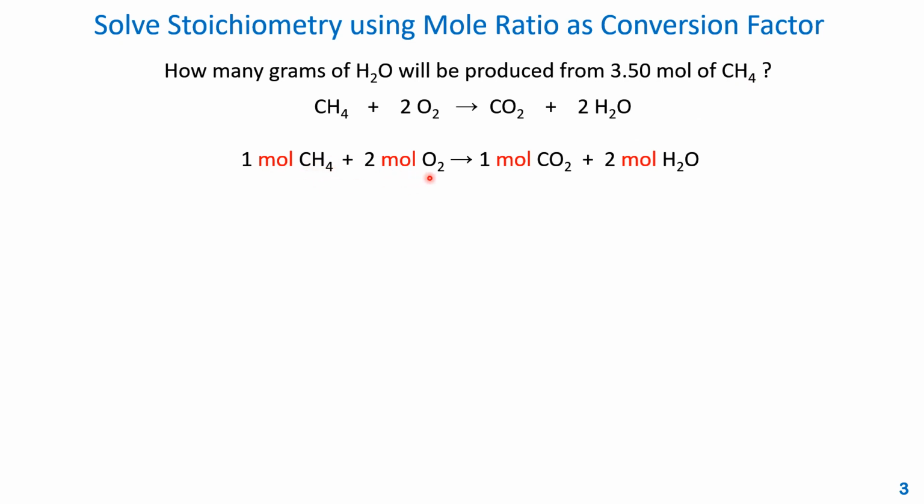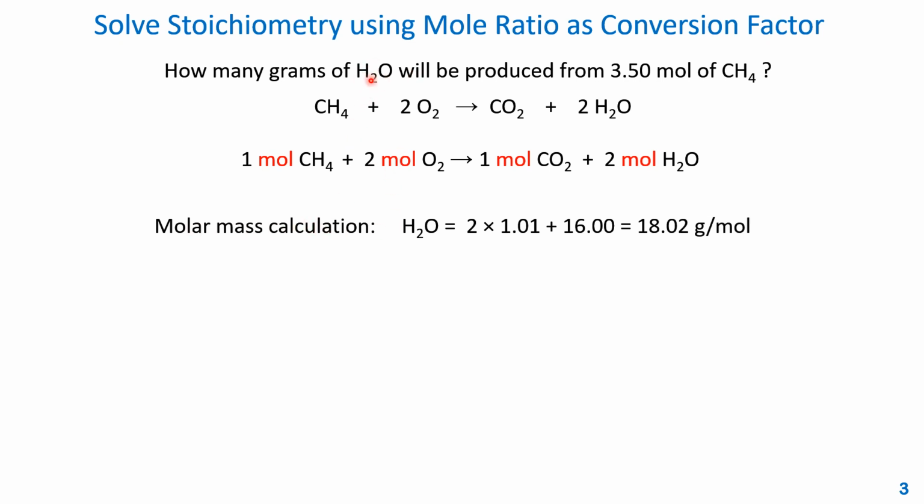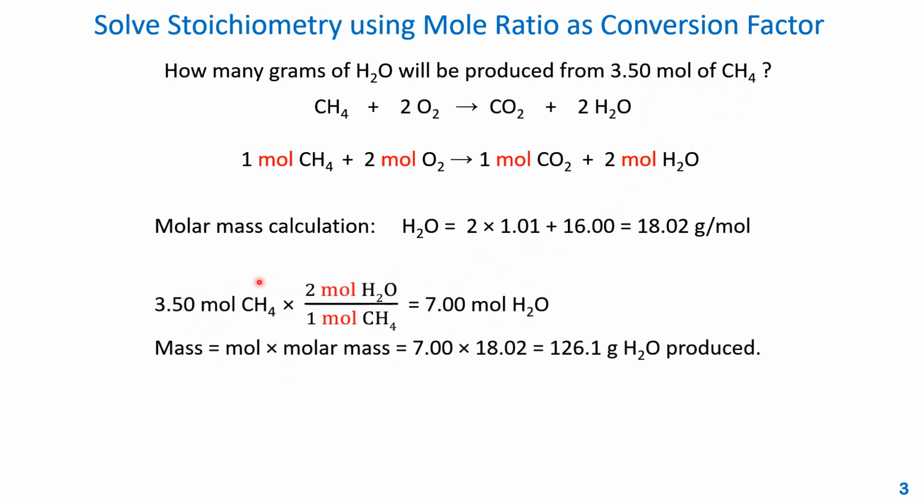So first, we need to calculate the molar mass of water, because later we'll need this molar mass to calculate the mass. Molar mass of water is 2 times the molar mass of hydrogen, plus the molar mass of 1 oxygen. You can find this from the periodic table. Usually it's the number under the symbol, called atomic mass. So you can calculate the molar mass of water is 18.02 grams per mole.